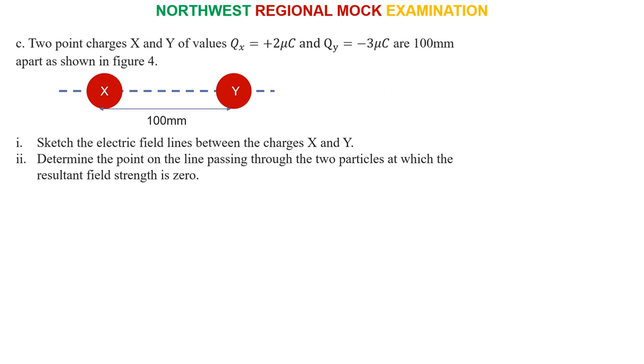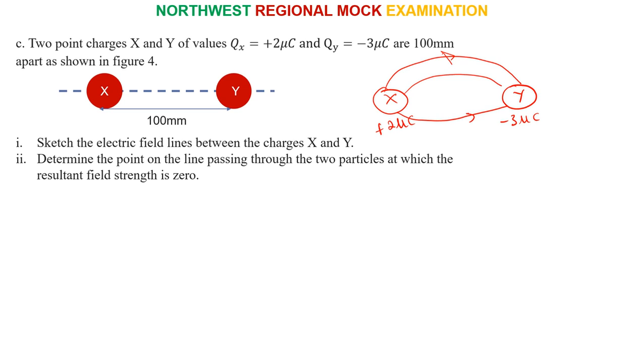So here I have charge X and here I have charge Y. This is my positive 2 microcoulomb and here is my negative 3 microcoulomb. Field lines always go from positive charges towards negative charges. So field lines are like this. That's A. You can draw the number of lines you feel comfortable to draw, but field lines always enter into negative charges.